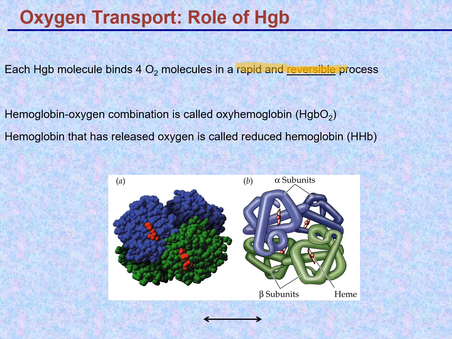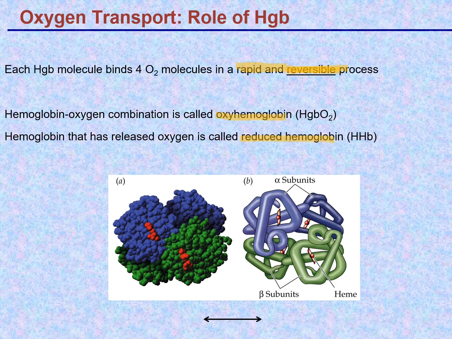This is a term that you won't hear too often, but when hemoglobin is combined with oxygen, technically the term for it is oxyhemoglobin. And if it has released its oxygen, then it's called reduced hemoglobin.